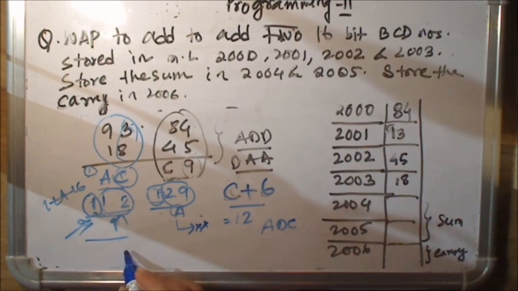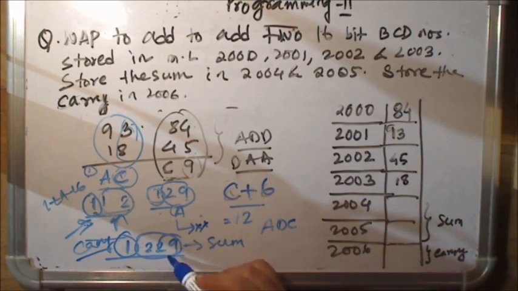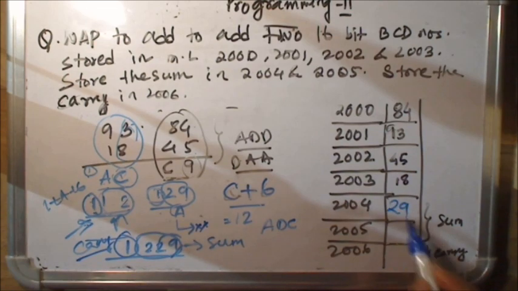So your total answer will be 11229. 1229 is the sum, okay, and 1 is the carry. I hope you understood. So how will it be stored? The lower byte goes in the lower address, that is 29 will be stored here, and 12 will be stored here, okay, and 1 will be stored in 2006.